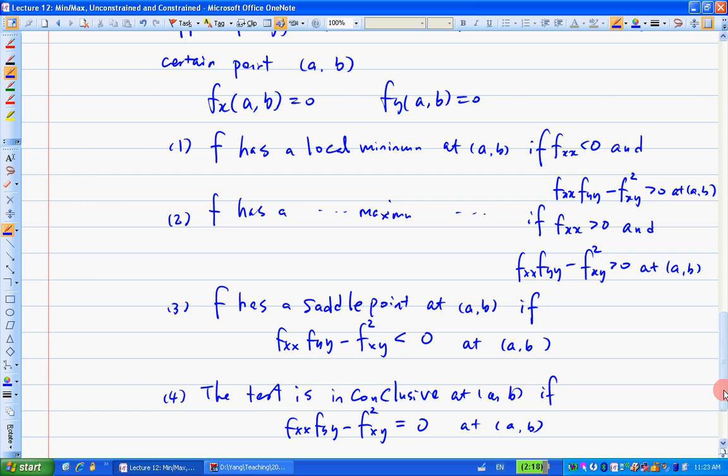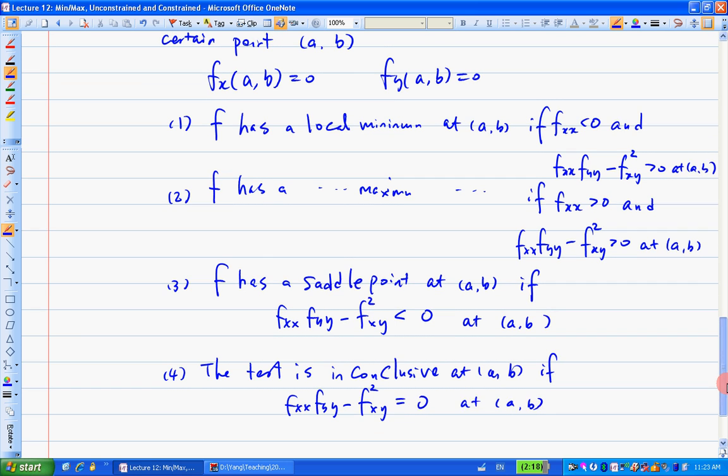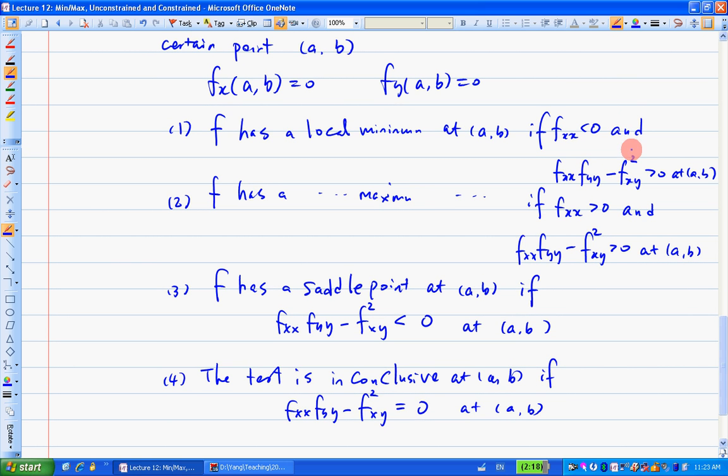So this is a theory. It's a pretty long theory. You will have this formula in your final exam, but the key point is how do we make use of it.